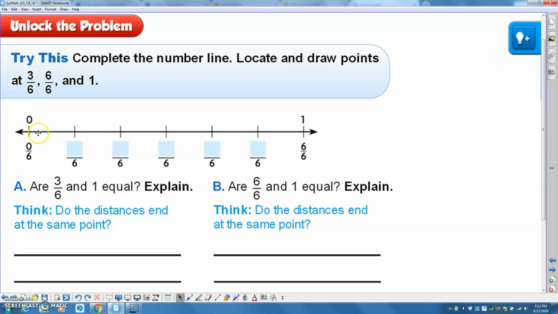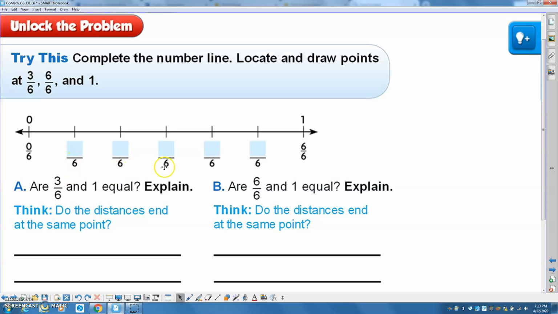The next one, if we made our first jump, because there's a total of 1, 2, 3, 4, 5, 6 jumps. So we know that in one whole we're going to have 6 jumps. So all of our denominators here are going to be 6, because from 0 to one whole there are 6 jumps. So the number in the whole is 6.